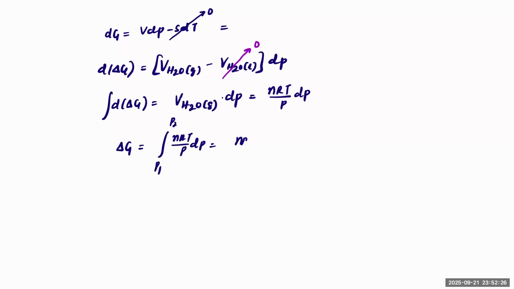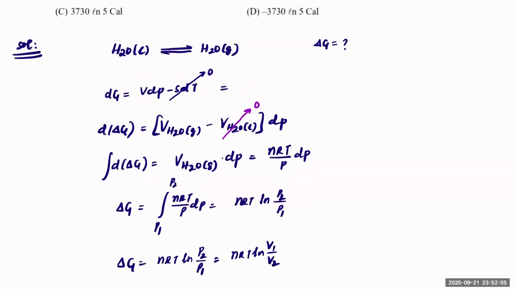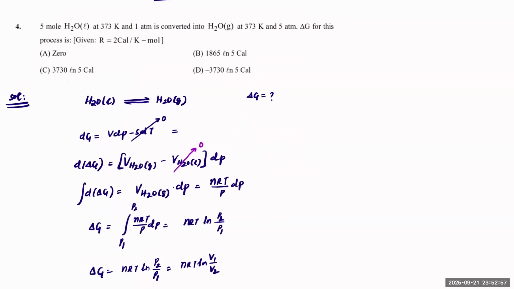Okay, so nRT will come outside and ln P2 by P1. So that's how we can get delta G is equal to nRT ln P2 by P1. And since it is at a constant temperature, we can also write nRT ln V1 by V2, isn't it? So either you can write it as P2 by P1, or you can write it as V1 by V2. Clear?